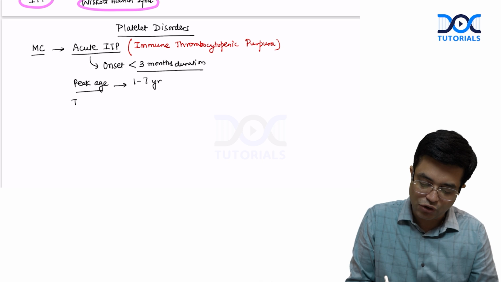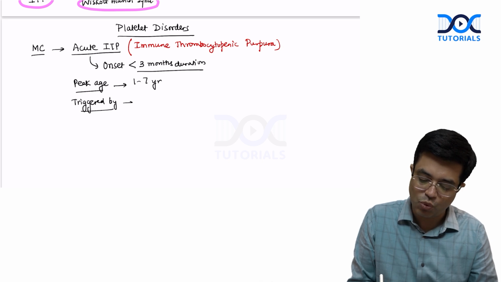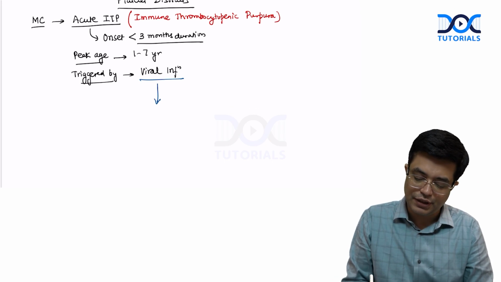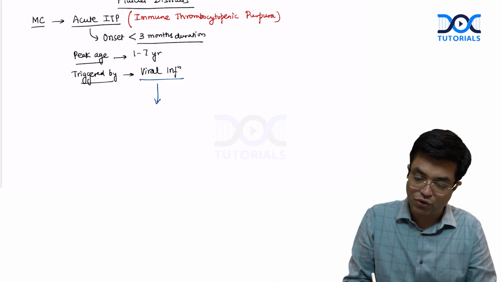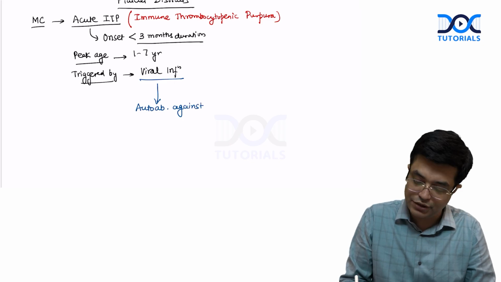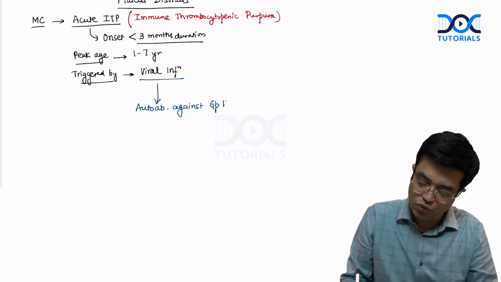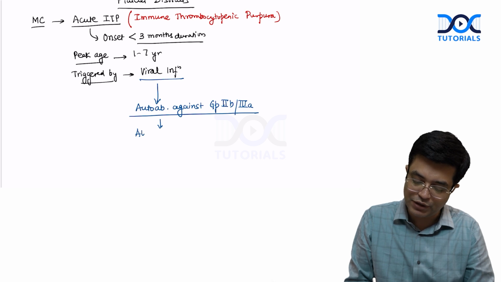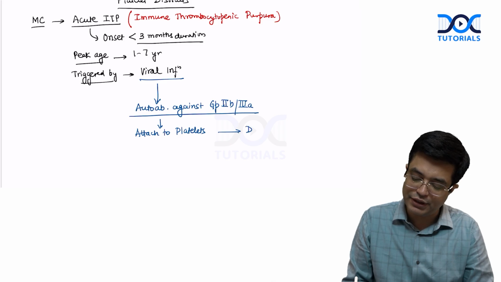And what is the cause? It is often triggered by non-specific viral infections. What happens is that there is a viral infection. After the viral infection, there will be development of autoantibodies against platelet antigens. Particularly, there is a platelet antigen called glycoprotein 2b3a. This is present on the platelet surface, and this autoantibody will attach to the platelets. These antibody labeled platelets will be destroyed in the spleen.